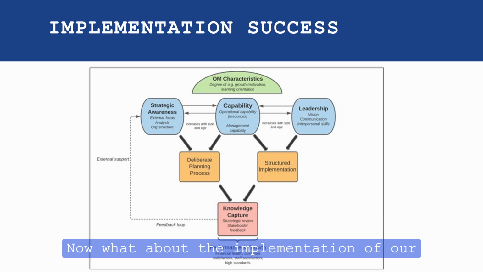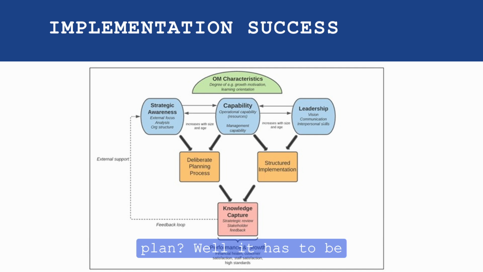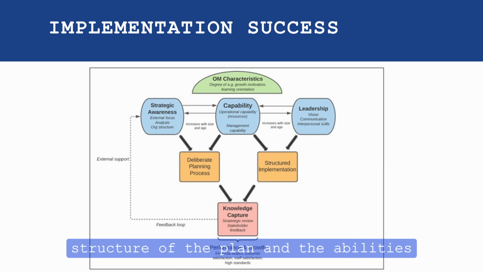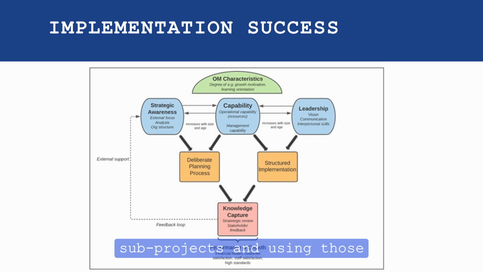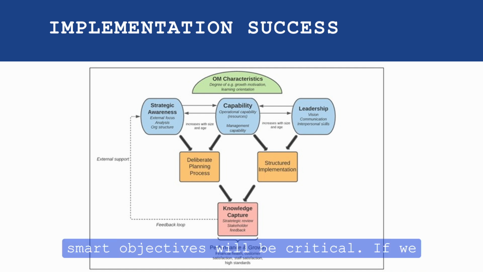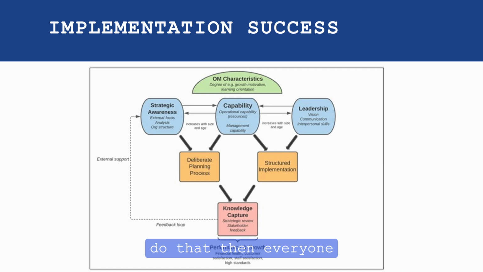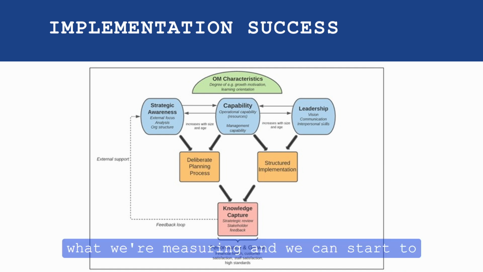Now, what about the implementation of our plan? Well, it has to be structured. The better the structure of the plan and the abilities of the one implementing it, the greater the chance of growth. This is where involving your team, breaking your project down into sub-projects and using those SMART objectives will be critical. If we do that, then everyone will know where we're headed, what we're measuring, and we can start to build momentum.